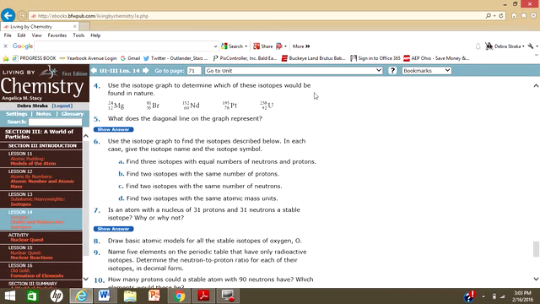Number 4, use the isotope graph to determine which of these isotopes would be found in nature. So again, when you go to write this, write found in nature, and then write these down, and you can just put yes or no next to them. So the first thing you do is look up on the atomic chart their atomic number, as always, on the isotope chart. And then what you want to do is, if this has 12 protons and its mass is 24, you're looking, is there something with 12 protons and 12 neutrons that gives you that mass of 24? If so, then that can exist.